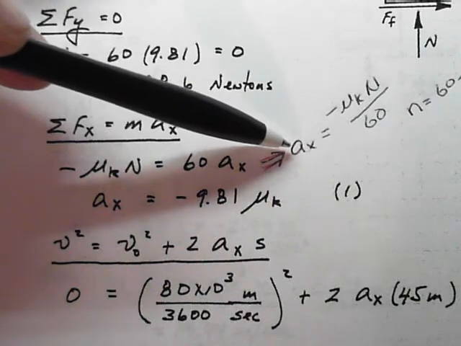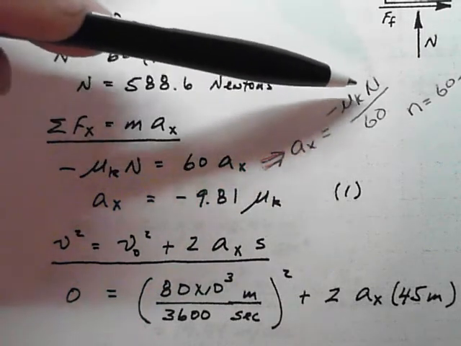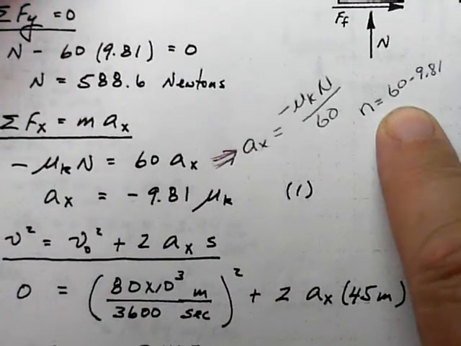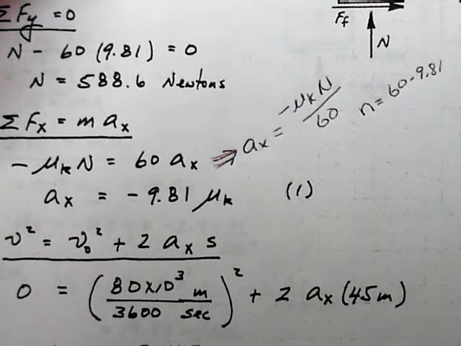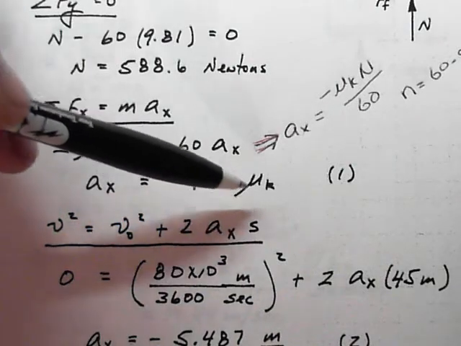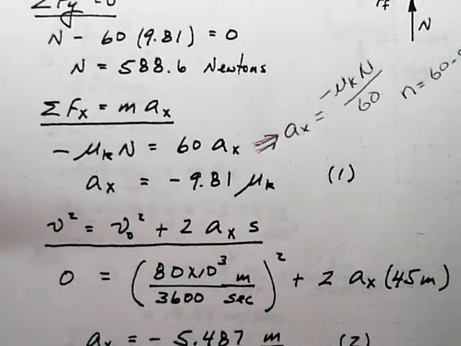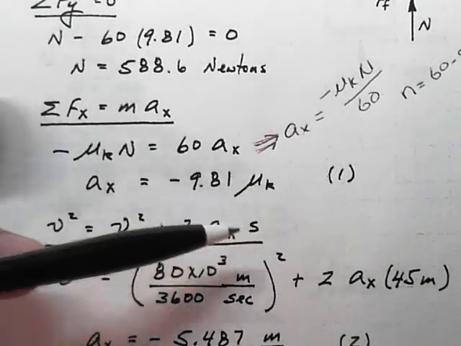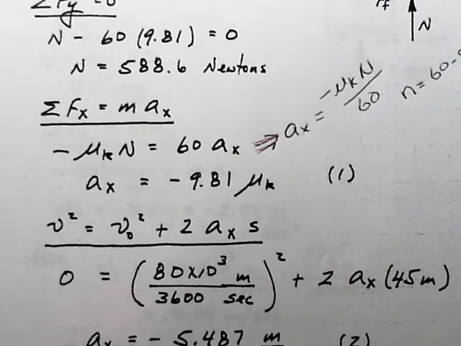Solving this for acceleration in the x direction, it's going to be minus mu_k N divided by the 60. But N is equal to 60 times 9.81. So the 60s are going to cancel, and we'll be left with a_x is equal to minus 9.81 times our kinetic coefficient of friction, which is now unknown. We could have done this one at any point because it's a one equation, one unknown thing, and that is v squared final is equal to the starting velocity squared plus 2 times the acceleration times the distance traveled. That's the v dv equals a ds form of constant acceleration.